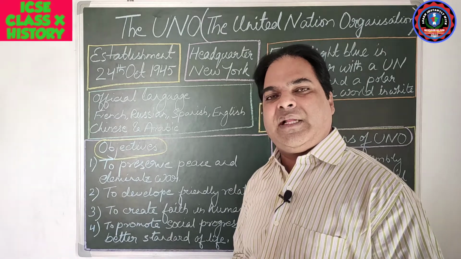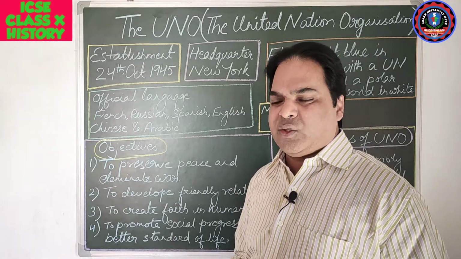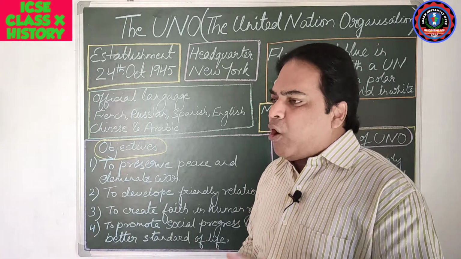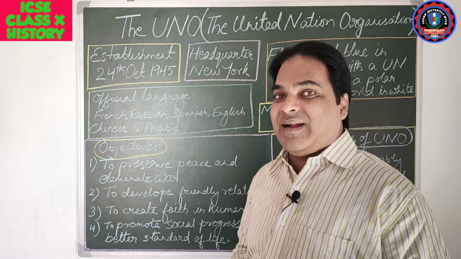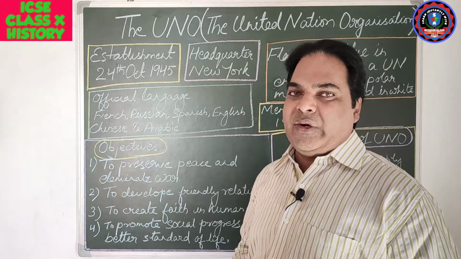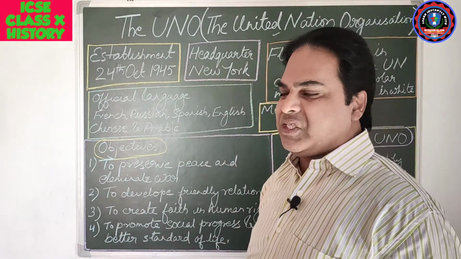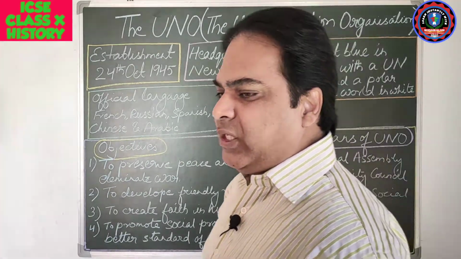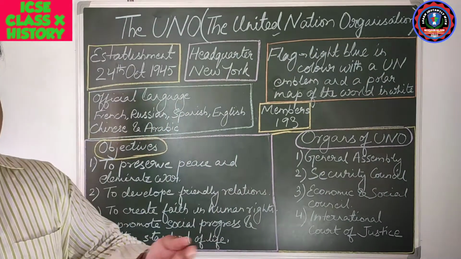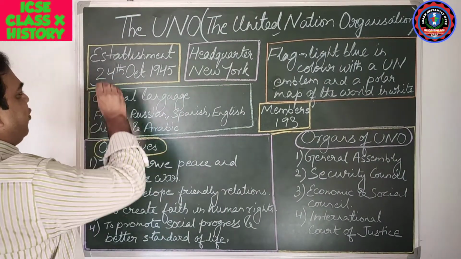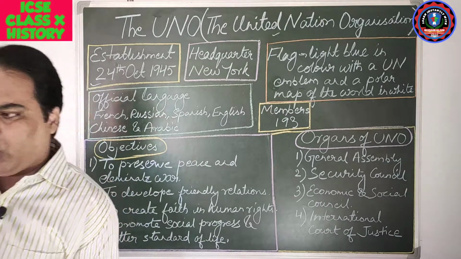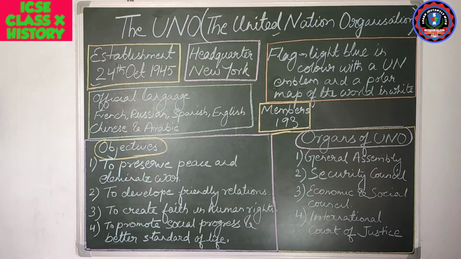The Second World War also brought death and devastation. Everywhere sufferings were there. So what to do? We need to have a strong organization for the maintenance of international peace and security. So for that, the United Nations Organization came into existence. When was this organization formed? It is mentioned over here: on 24th of October 1945, the United Nations Organization was formed.